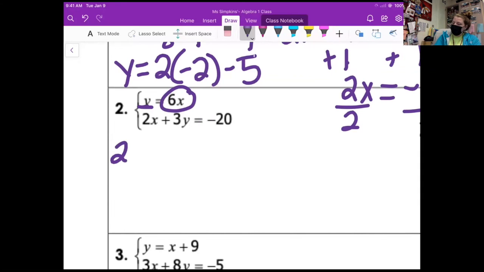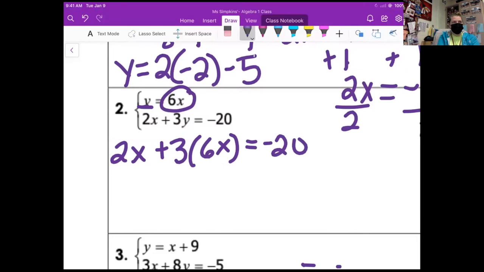So we have 2x still. I'm just copying that second equation. 2x plus 3, but again, instead of writing y, we want to write 6x. And all of that is going to equal -20. So what is the first thing I should do? Yeah, distribute or multiply 3 times 6x, which would be 18x plus 2x equals -20.